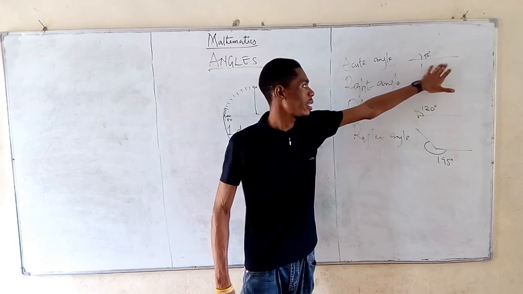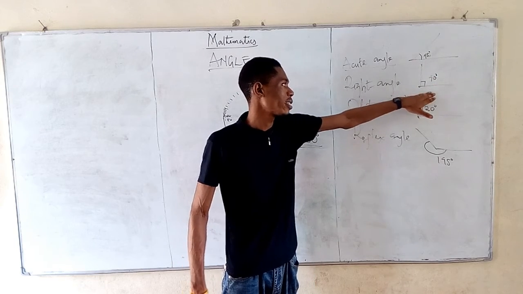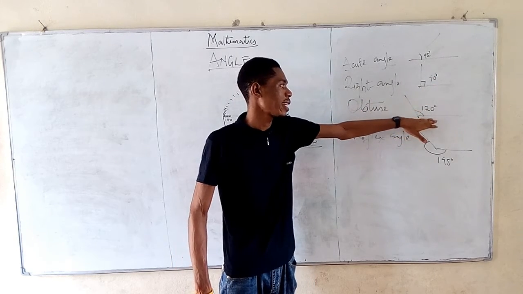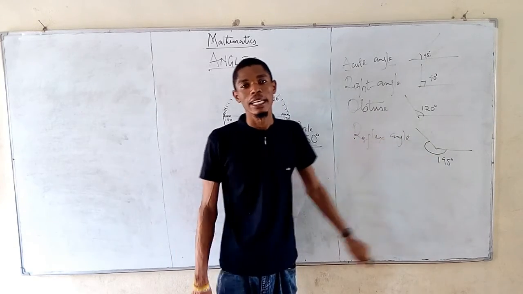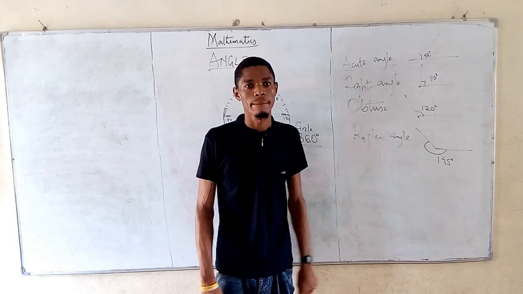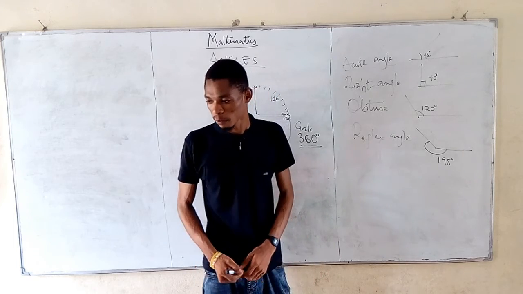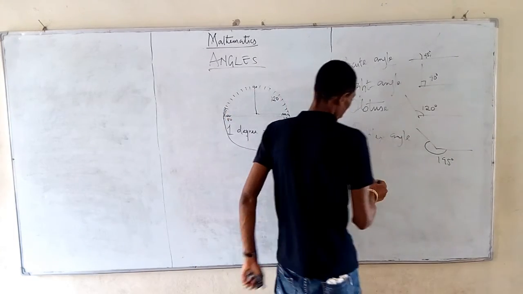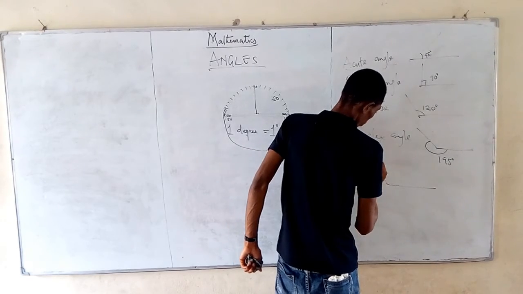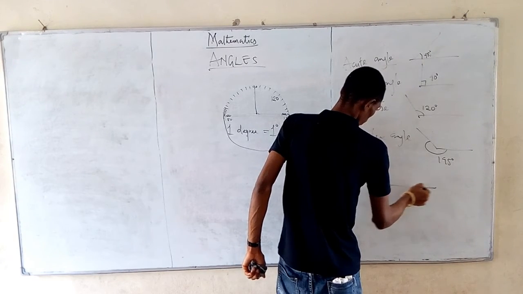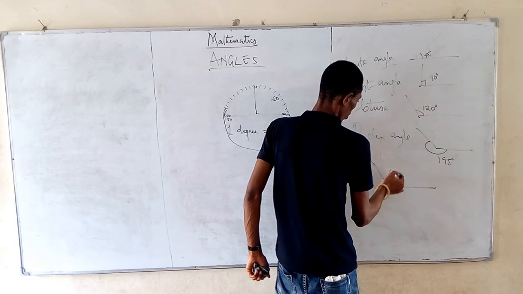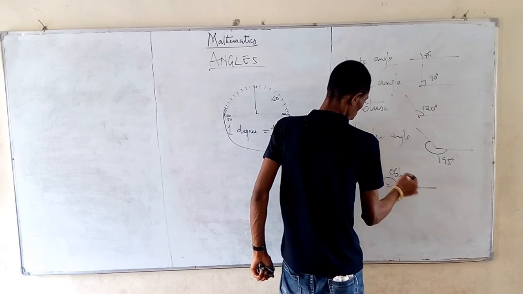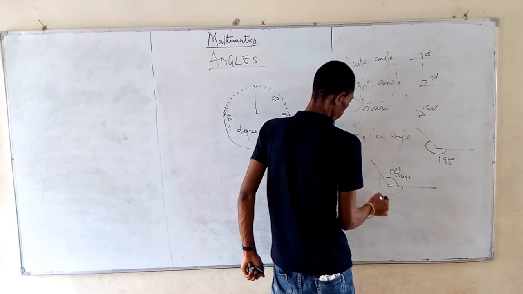Acute angle is less than 90 degrees. Right angle is 90 degrees. Obtuse angle is more than 90, less than 180. Reflex angle is more than 180, but less than 360 degrees. Are we together? So if I give you a diagram like this, this part here is the obtuse angle, and this part here is the reflex.